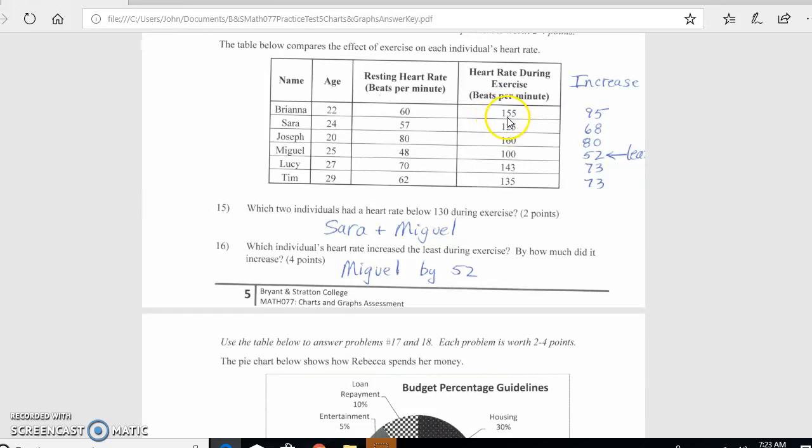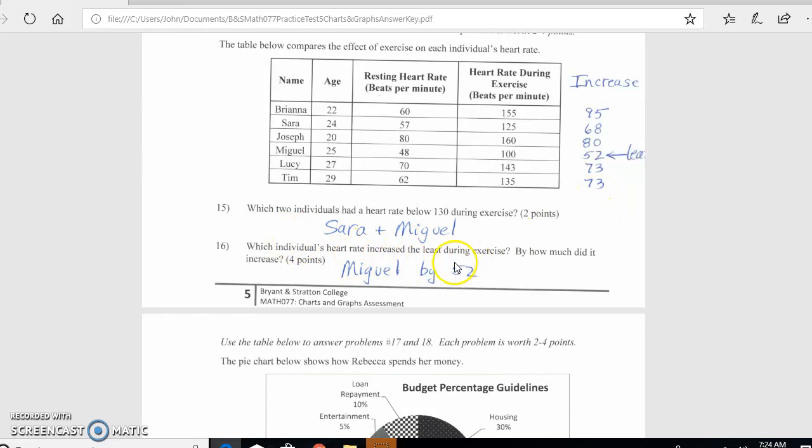the heart rate during exercise and subtracting the heart rate during rest. And so the difference here shows us the amount of increase. So the amount of increase for Brianna is 95, for Sarah is 65, 125 minus 57, 68 right here. And then for Joseph, 160 minus 80 is 80, and so on. So you go down through the chart and give the increase for each individual.